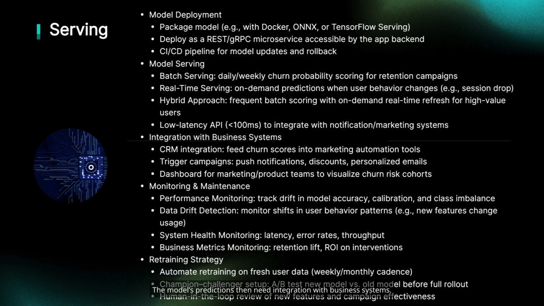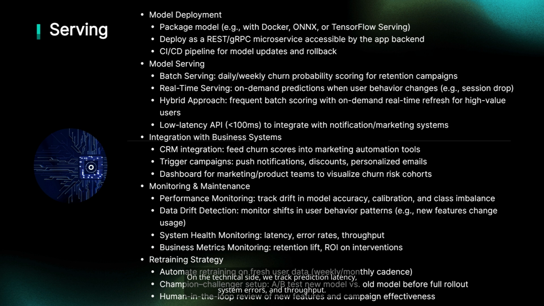instantaneous. The model's predictions then need integration with business systems. For example, churn scores can be fed into a CRM or marketing automation tool, triggering personalized retention campaigns like push notifications, special discounts, or targeted emails. Additionally, dashboards are provided for product and marketing teams to visualize churn risk distributions and monitor which segments are most vulnerable. Once deployed, the model requires continuous monitoring.